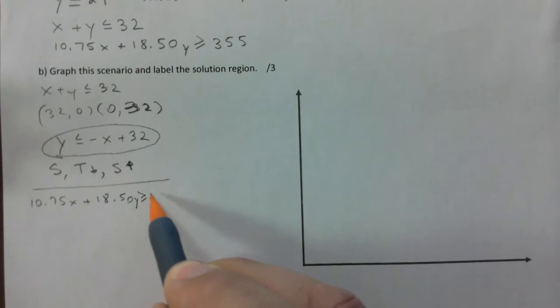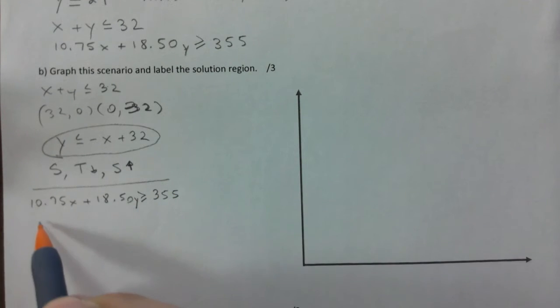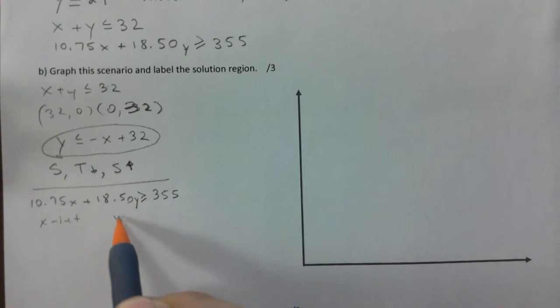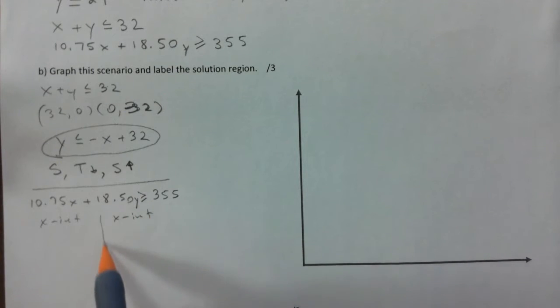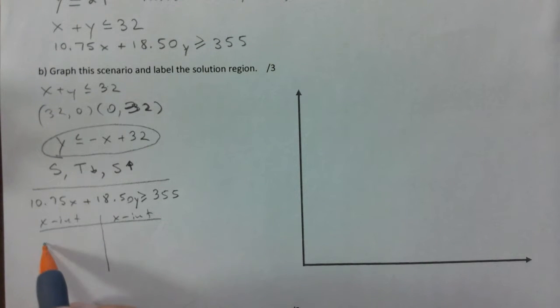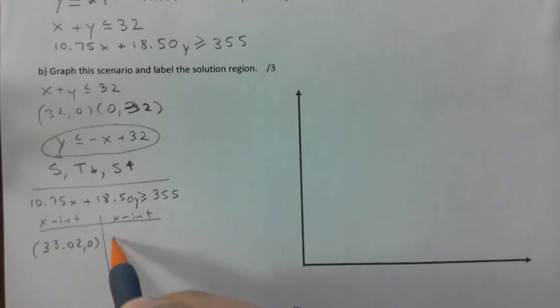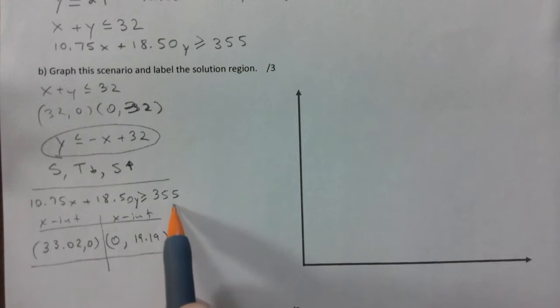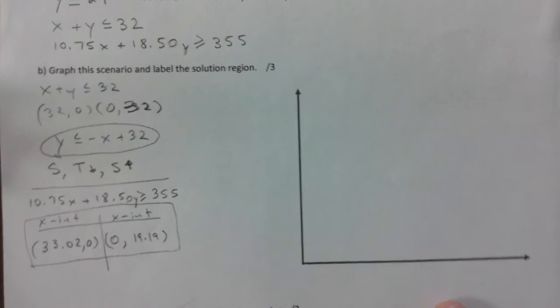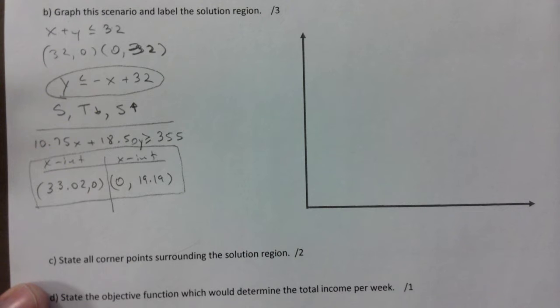1075x plus 1850y is greater than or equal to 355. X-intercept, Y-intercept. This one I'm going to spend some more time on. I'll let you do the work, but the intercepts are about 0.33 and 0.19. Okay? Just so we don't run out of time here.